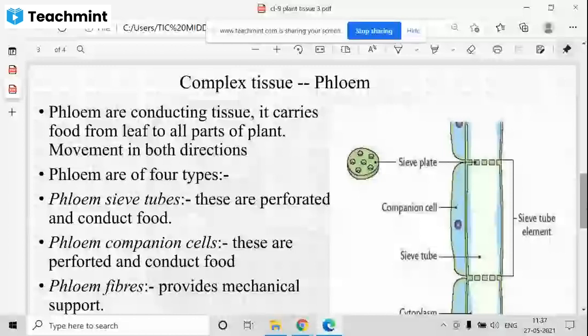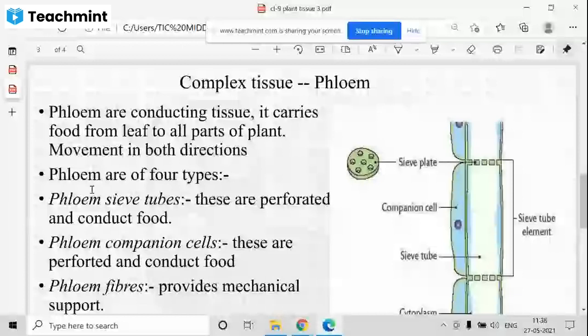Complex tissue phloem. Phloem is a conducting tissue. It carries food from the leaf to all parts of the plant. The movement is bidirectional, means it can go up, it can come down. Whereas xylem was unidirectional, only in one direction.